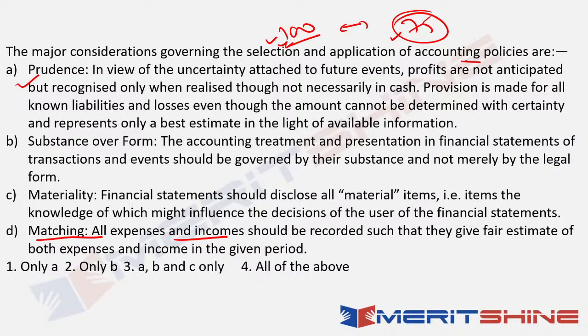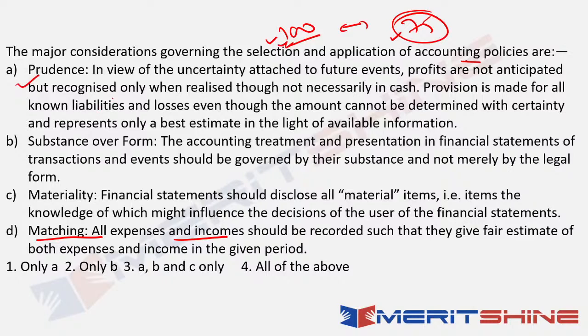So you will take that into consideration, and it's not that you have to become so pessimistic that you give some unrealistic figure of losses also. No, it has to be prudent. If there is some problem, you will accept it. If there is uncertainty in your income, you will wait for it to happen. That's your prudence, right? So it is in view of uncertainty attached to future events.